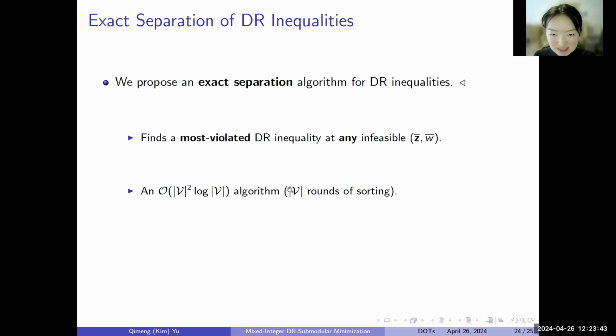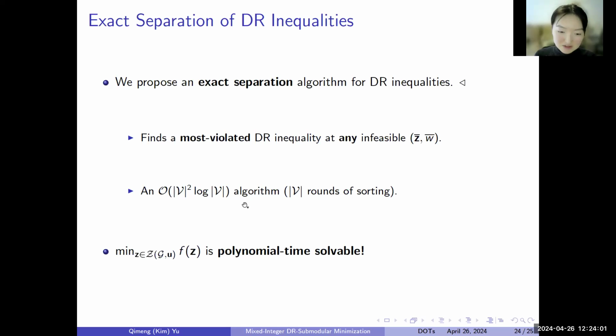So it does cardinality V rounds of sorting. So this runs in polynomial time. And this complexity is only dependent on the dimension of the problem and has nothing to do with the parameters and the constraints, like the box constraint upper bounds. And well, due to the equivalence between optimization and separation in linear programming, we conclude that this class of constrained mixed integer nonlinear minimization problems is actually polynomial time solvable.